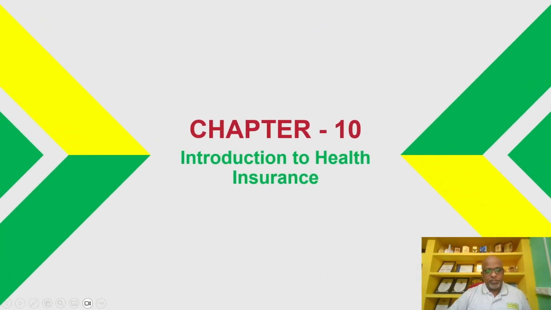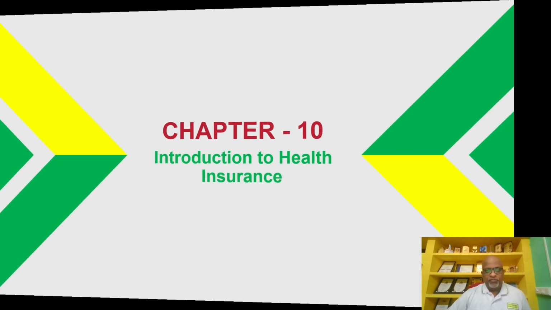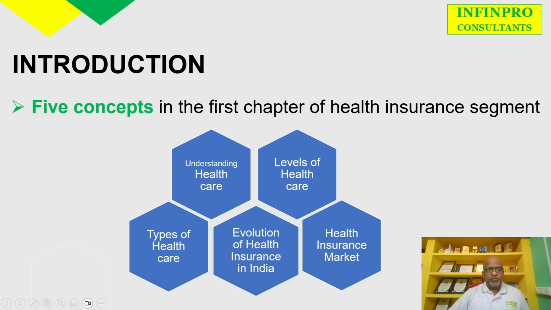So the first chapter, introduction to health insurance. This chapter gives you a brief about evolution of health insurance as an industry and what kind of services are available to us. So moving forward, health insurance in general. In this chapter, we will cover the health insurance segment in 5 different concepts.